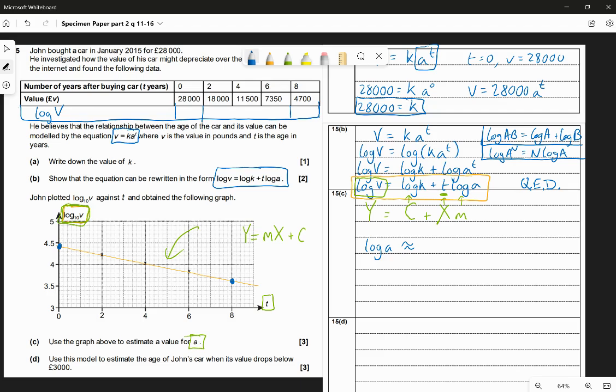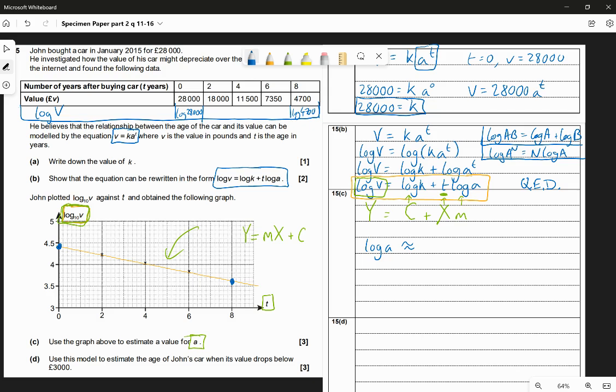When v is 28,000, log v is log of 28,000, which will be some decimal value. And when v is 4,700, log v will be log of 4,700. So that's what the y coordinates are, where it looks about 4.4 here. That's approximately what log of 28,000 is, and 3.6-ish is approximately what log of 4,700 is. But I'm just going to keep log of 28,000 and log of 4,700.